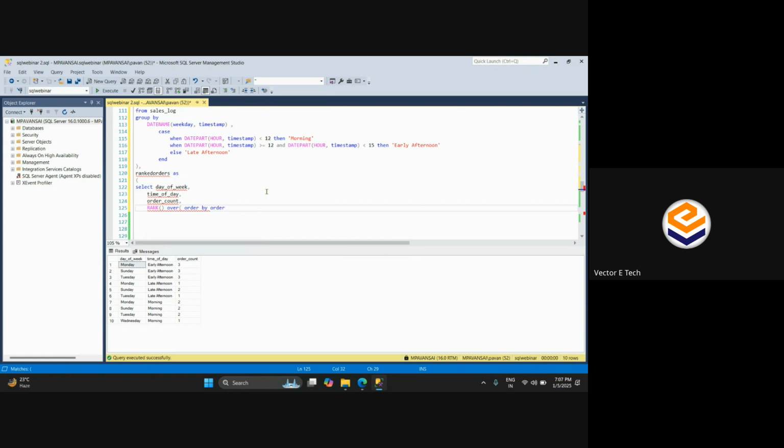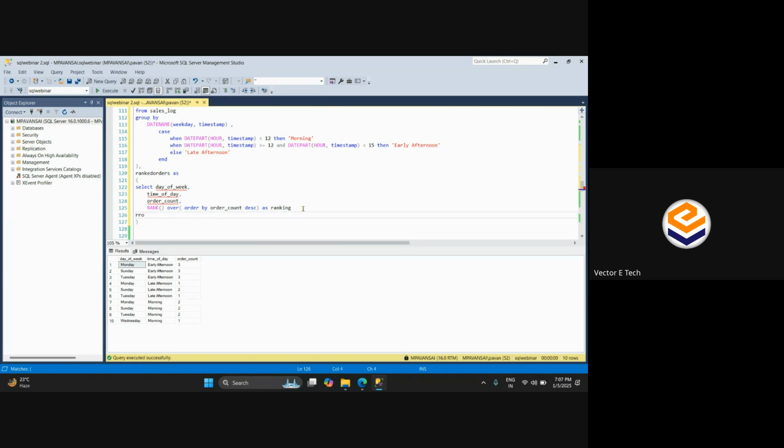Order count. Okay, order by order count, and I'll keep it in descending order. Okay, I'll call it something called ranking. Okay, and this is where we can get the ranking, right? I'll close the parenthesis. Okay, no other condition is required.